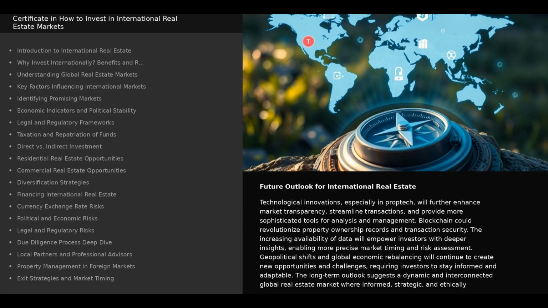Geopolitical shifts and global economic rebalancing will continue to create new opportunities and challenges, requiring investors to stay informed and adaptable. The long-term outlook suggests a dynamic and interconnected global real estate market where informed, strategic, and ethically conscious investors are best positioned for success. Continuous adaptation and learning will be paramount for navigating this future landscape.